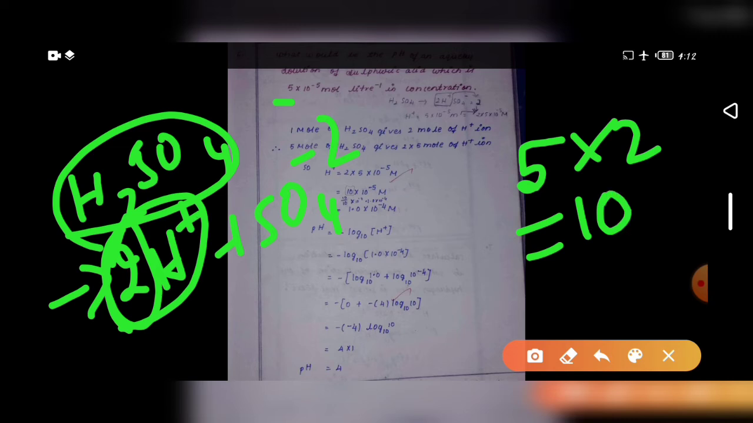Hydrogen ion will be liberated. So 10 is equal to 10 power 1 value. So 10 power 1 into 10 power minus 5. 10 power 1 value is, you know very well, you subtract this one, 10 power minus 4. So from that 10 power minus 4 only you have to calculate the pH value.